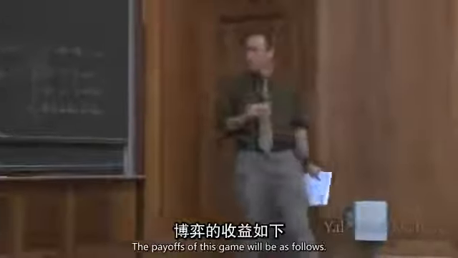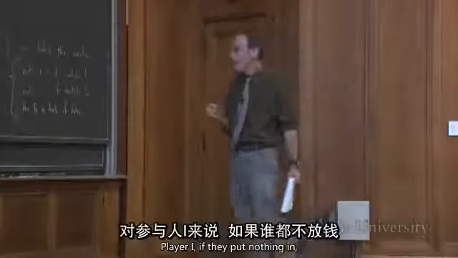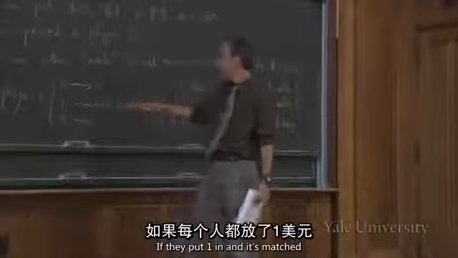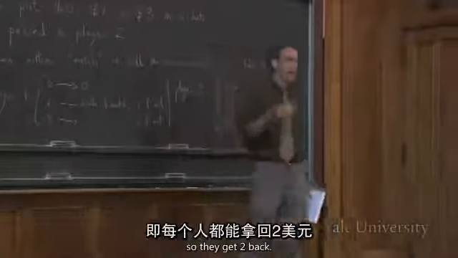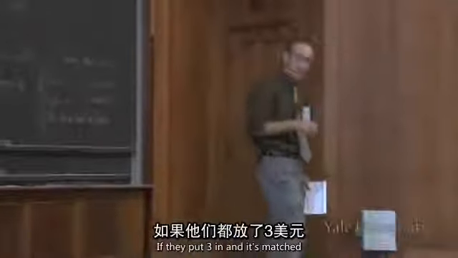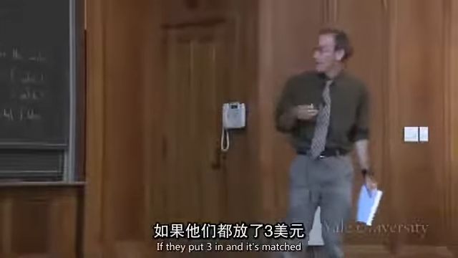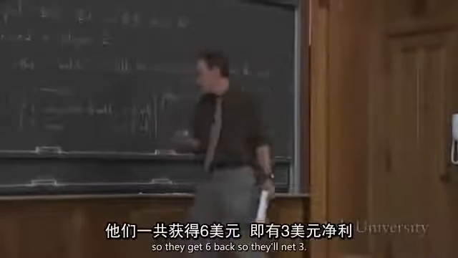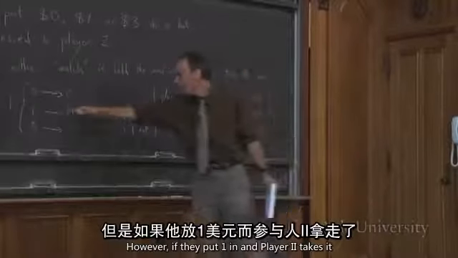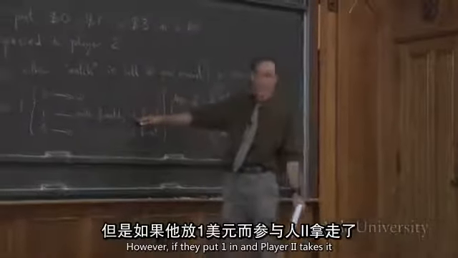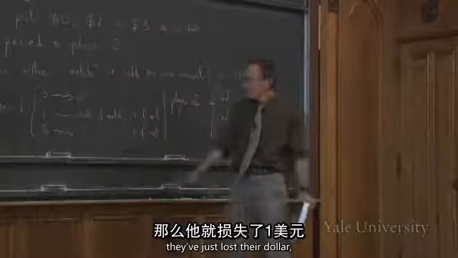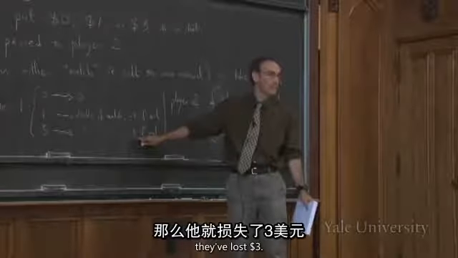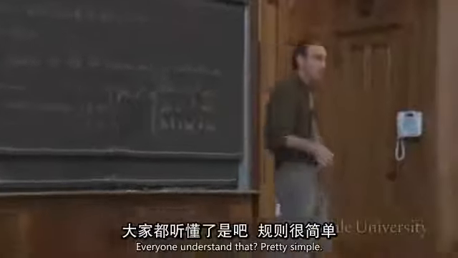All right, the payoffs of this game will be as follows. Player one, if they put nothing in, they're not going to get anything. If they put 1 in and it's matched, then they double their money, so they get 2 back. If they put 3 in and it's matched, then they double their money, so they get 6 back, they'll net 3. However, if they put 1 in and player 2 takes it, they've just lost their $1. And if they put $3 in and player 2 takes it, they've lost $3. Right, everyone understand that? Pretty simple.